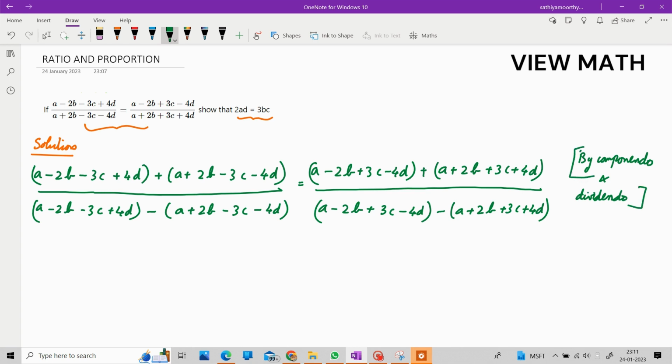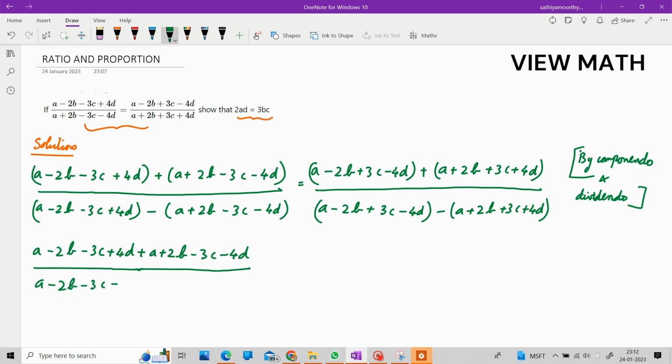If I simplify the numerator term, I am writing it as it is because it is with the plus term. So I can write as it is plus a plus 2b minus 3c minus 4d. Denominator term, I have to multiply the negative term inside. So a minus 2b minus 3c plus 4d. Let me multiply the negative term inside. So I get minus a minus 2b plus 3c plus 4d.